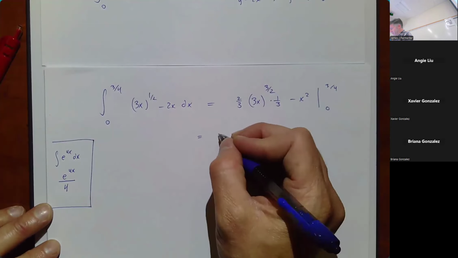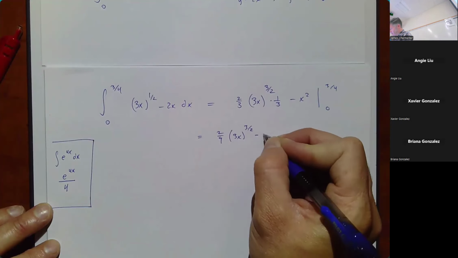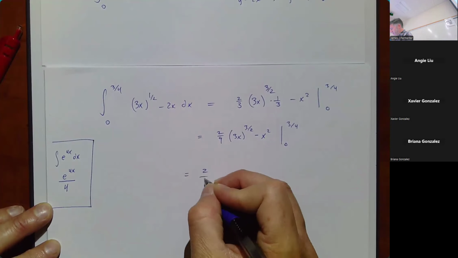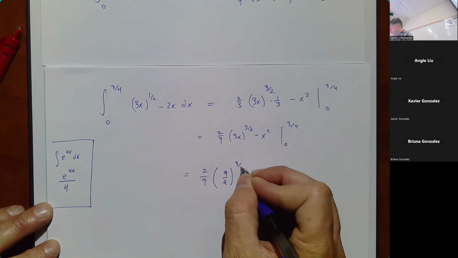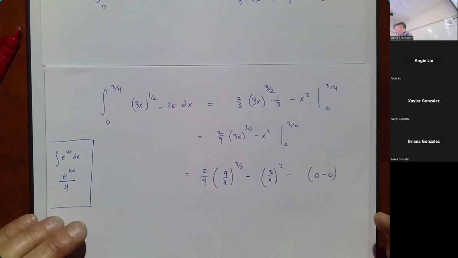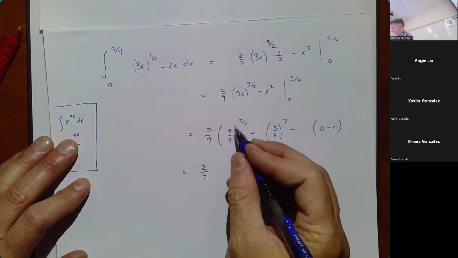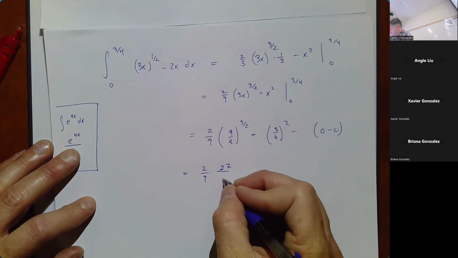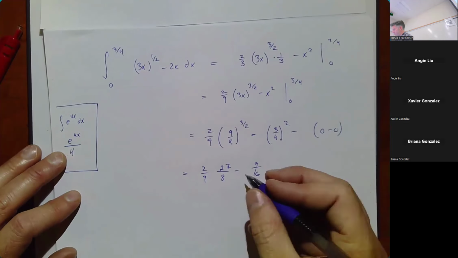So we get 2/9 times 3x to the 3/2 minus x squared from 0 to 3/4. And we plug in, we get awful things. 2/9 times 3 times 3/4 is 9/4 to the 3/2, minus 3/4 squared, minus 0 minus 0. And yes, we could simplify this. It's not that bad. 9 to the 3/2 is 3 cubed. 4 to the 3/2 is 2 cubed. And 3/4 squared is 9/16. So you get something terrible.